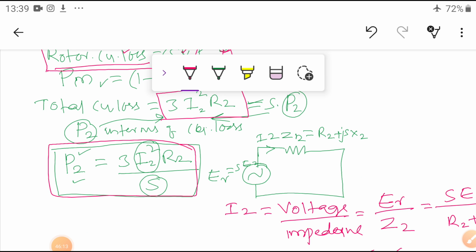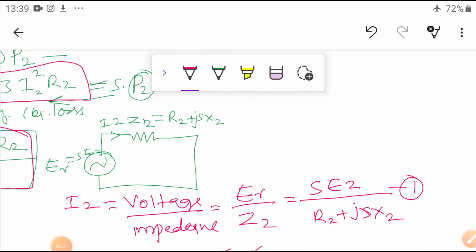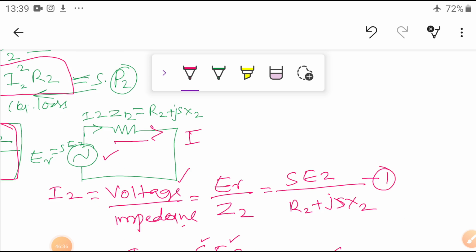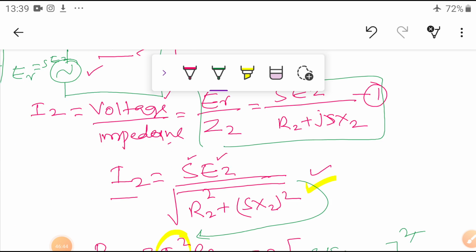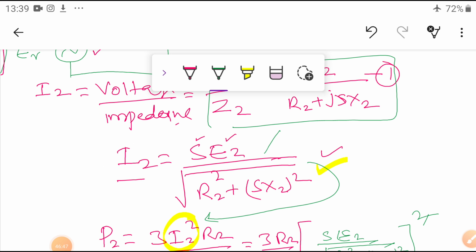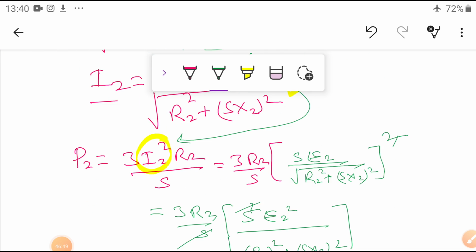Now here I require the I square value. What is the current? This is the equivalent circuit diagram of the rotor, with one source, the EMF induced in the rotor, and the impedance, the rotor conductor parameters, closed. Based on this I calculate the current. Current is equal to voltage by impedance. Simply I have written this equation, and based on it I simplified the current value and substituted it in P2.